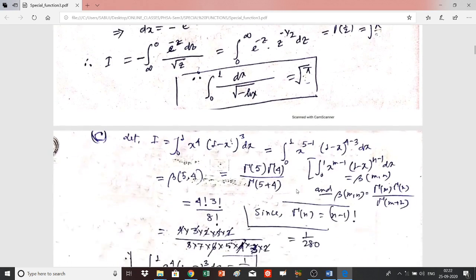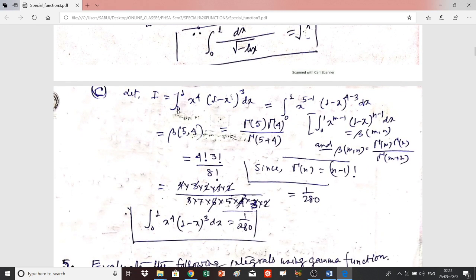Now come to the next one, given as I is equal to the integral from 0 to 1 of x to the power 4 times (1 minus x) to the power 3 dx. This can be written very easily as the integral from 0 to 1 of x to the power 5 minus 1, times (1 minus x) to the power 4 minus 1. It is mistakenly written as 3, but it will be 4 minus 1. So you should correct this when you derive it on your own.